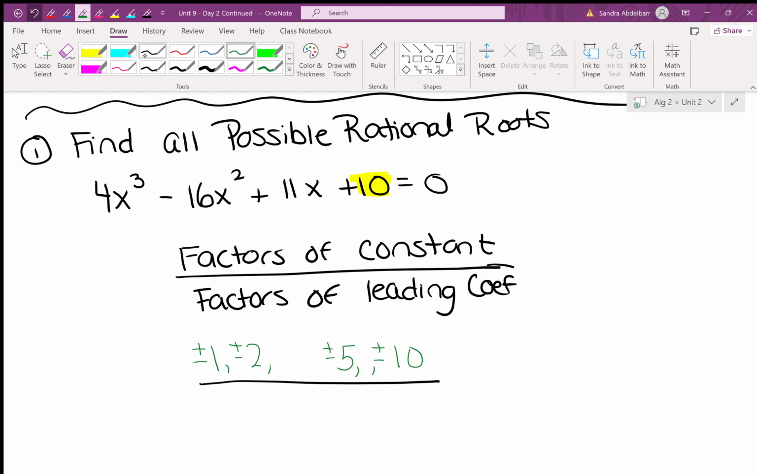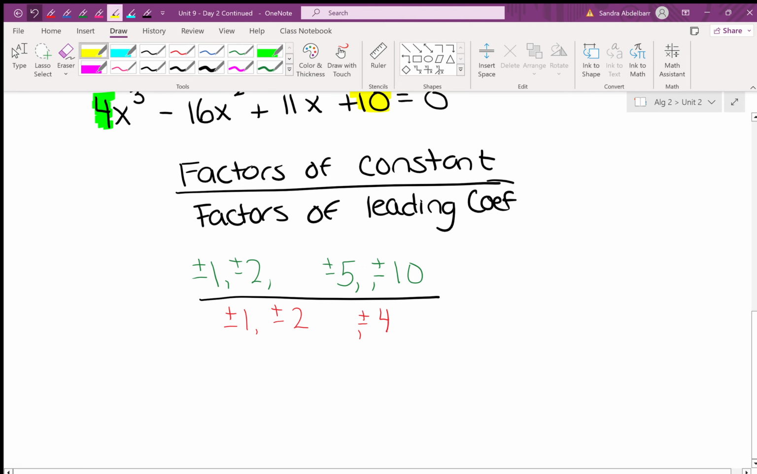Now we're going to do factors of the leading coefficient. Our leading coefficient is 4. So this is going to be plus minus 1 paired with plus minus 4. Then we have plus minus 2, and it's another 2. Any other factors? No. So now when we come to make the list, what do we have to do? We have to pair every numerator with each denominator.